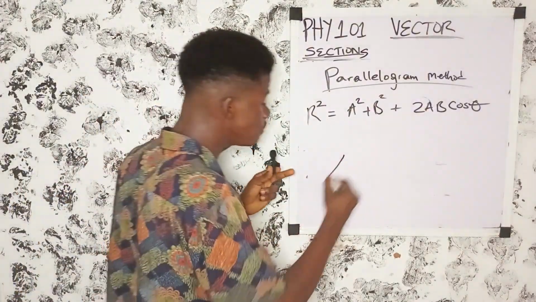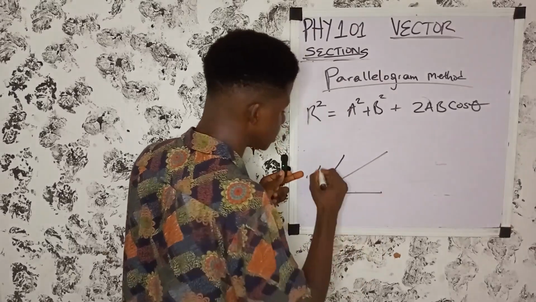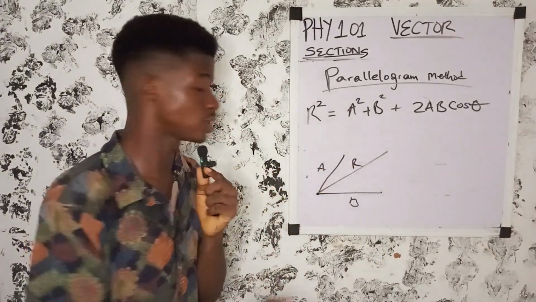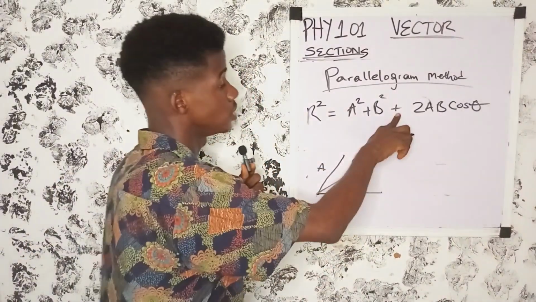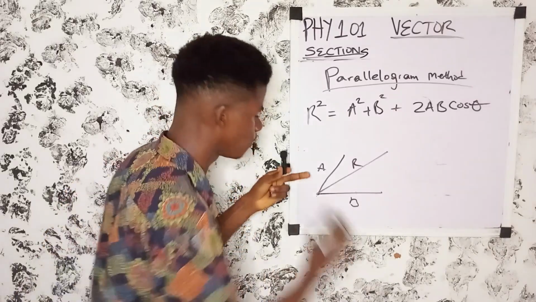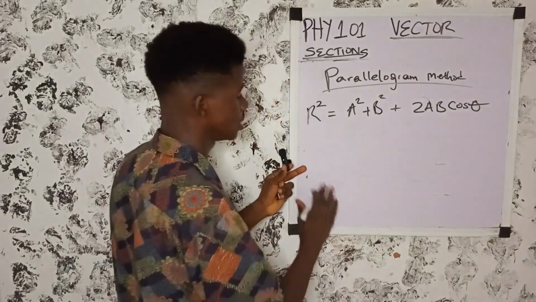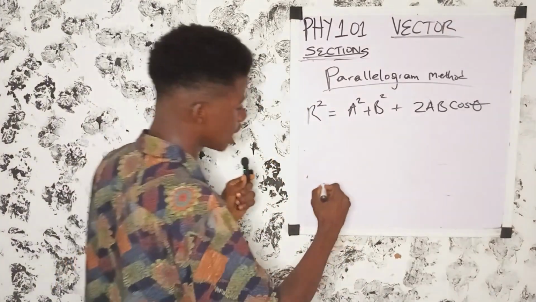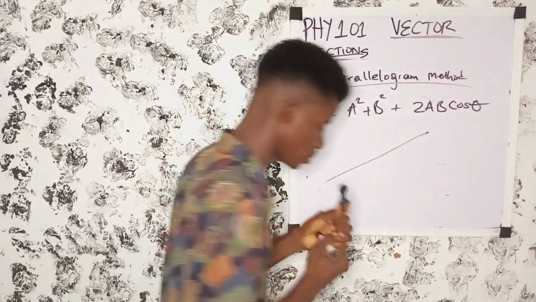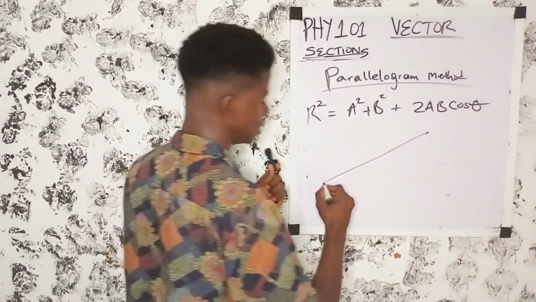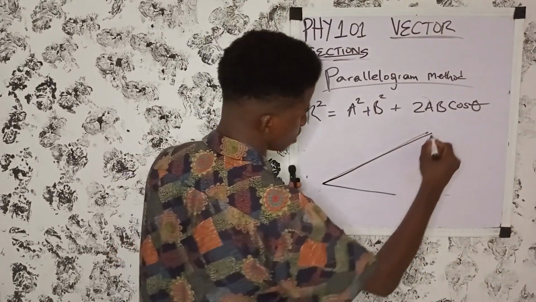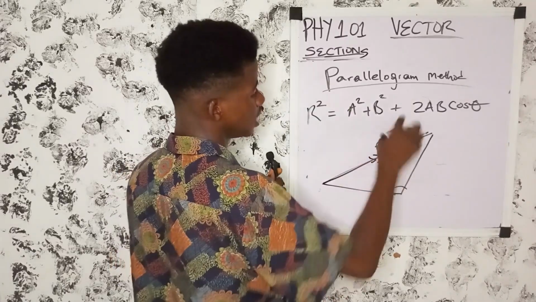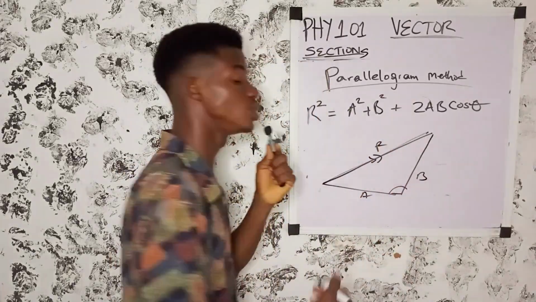If the three vectors, that is a, b, and the resultant, come from a common point, a common origin, we use plus. But if they don't come from a common origin, something like this, you will use the minus sign.